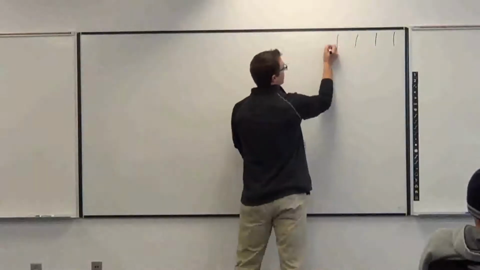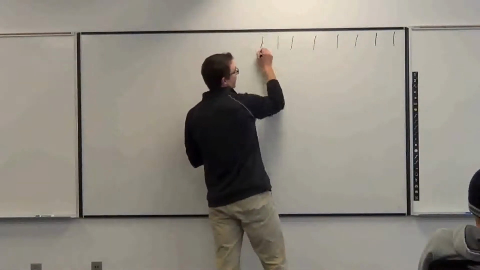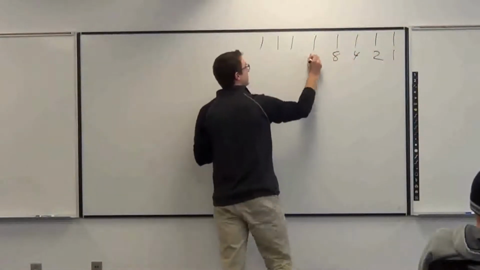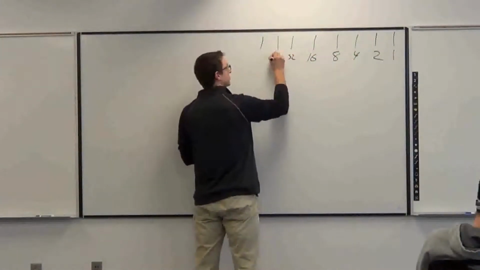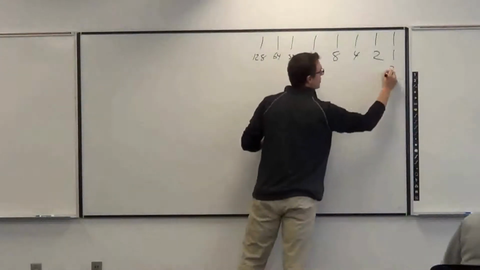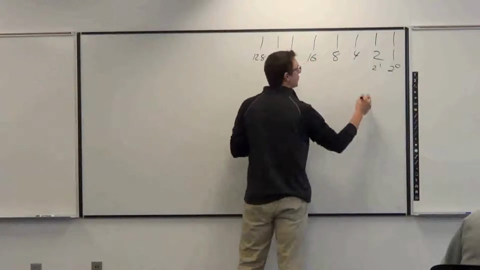Put up my chart like we always do for any type of subnetting. We have our 8 bits, and then we double as we go to the left. These are also our power numbers. 2 to the 0 is 1.